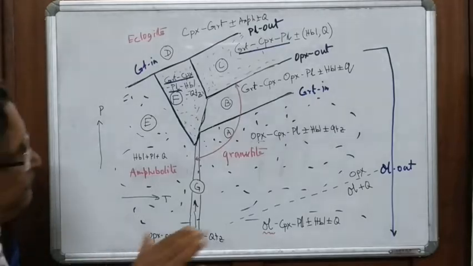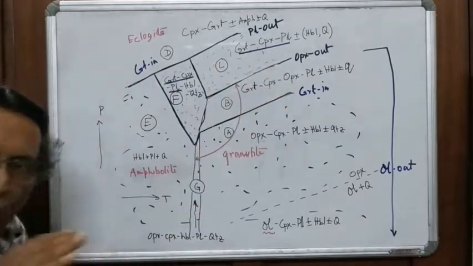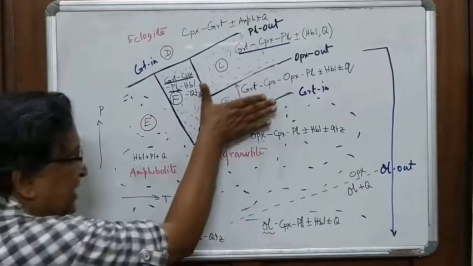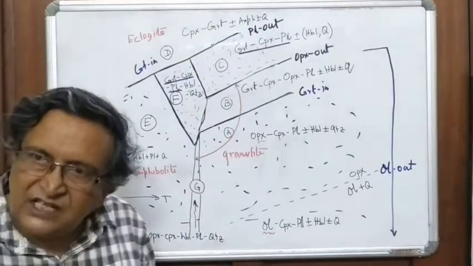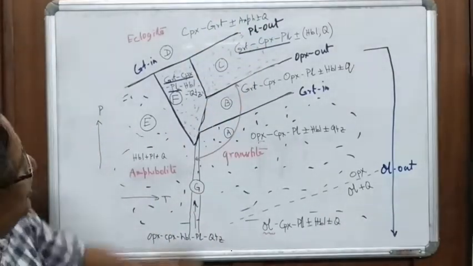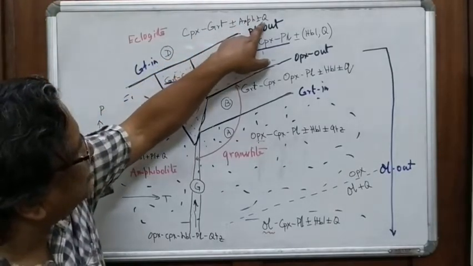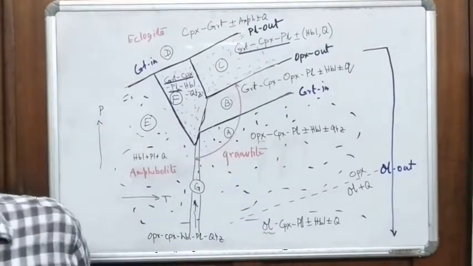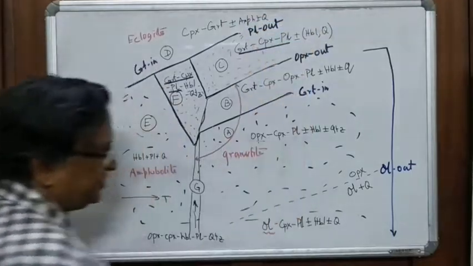As you move even more up pressure, orthopyroxene is exhausted. And as you move even higher pressure, plagioclase is exhausted out. So you have clinopyroxene, garnet, plus or minus amphibole, plus or minus quartz, which is a typical eclogite phase. So this happens where you have granulites.